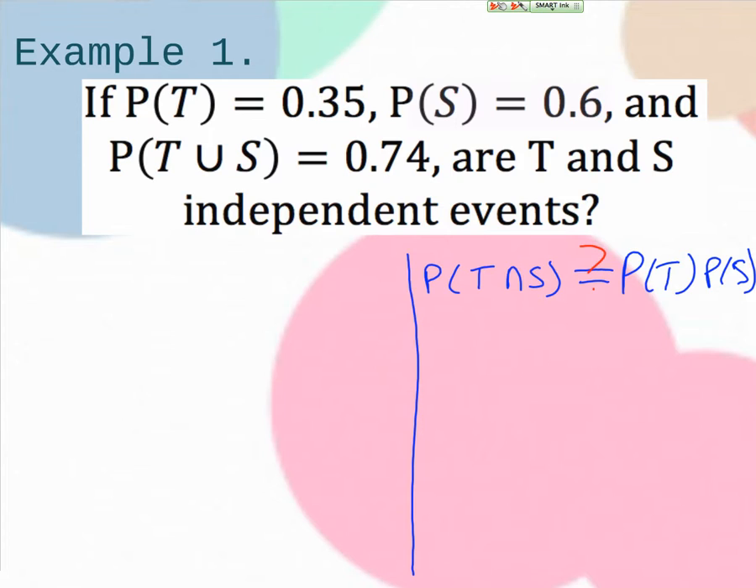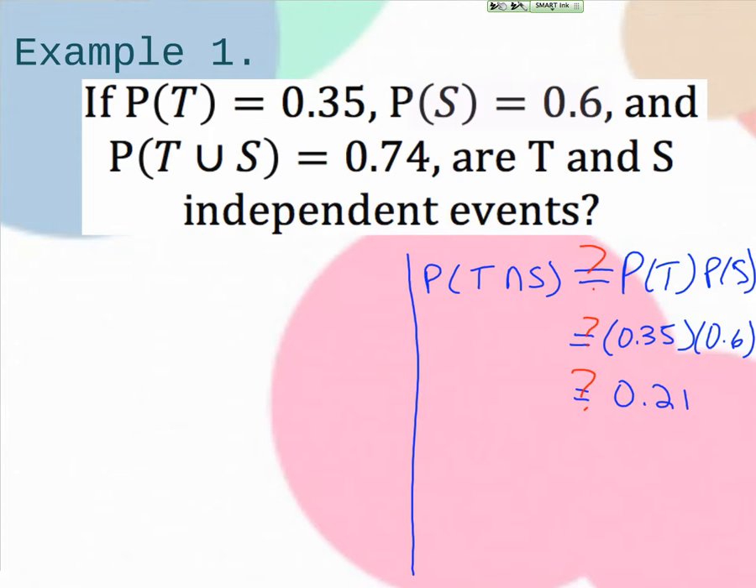Now I know the probability of T and the probability of S, so I can plug those in if I want, though it's not exactly necessary to do right now, but might as well. And again, I don't know if they are equal. I have to see if they are equal. If this ends up being 0.21, then I've got it.